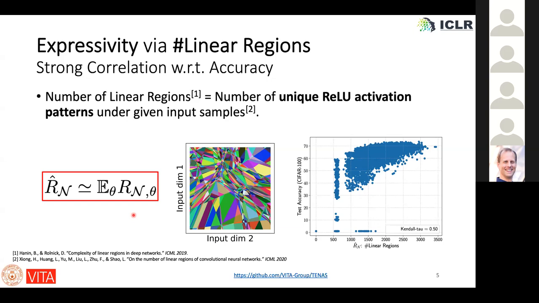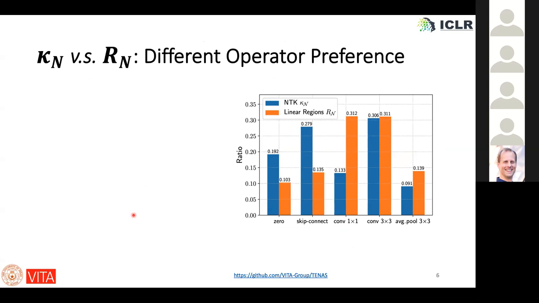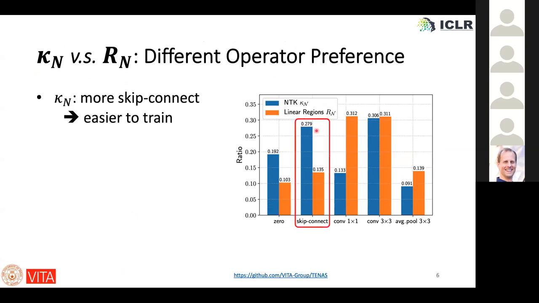Okay, let's move on. The next question, before I move to the next slide, is a very natural one: since we see that both metrics have a strong correlation with the test accuracy, what is the difference between them? We have to make sure that these two metrics are different notions. Otherwise, we may just need to use one of them, which would increase our calculation. The first one is the condition number of NTK, and the second one is the linear regions of the network. We show in the plot that these two are actually different notions, and they prefer different operators. The blue bars are from the NTK condition number, and the orange ones are from the linear regions.